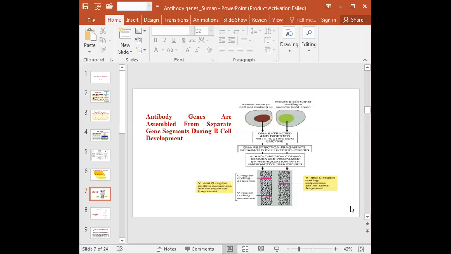Now I am coming to the immunoglobulin gene. The first direct evidence that DNA is rearranged during B cell development came in the 1970s from an experiment in which molecular biologists compared DNA from early mouse embryos, which do not make antibodies, with the DNA of a mouse B cell tumor, which makes a single species of antibody molecule. The specific variable region and constant region coding sequences that the tumor cells used were present on the same DNA restriction fragment in the tumor cells, but on two different restriction fragments in the embryos. So this was rearranged at some stage in B cell development.